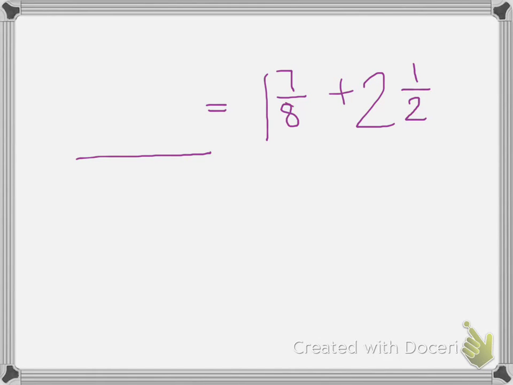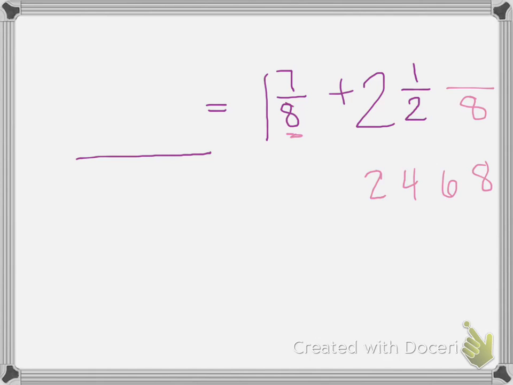Number 1 says solve and show your work. So we have 1 7/8 and 2 1/2. Since we have 7/8 and 1/2, they have different denominators. We have to find a common denominator. So if I look at my 2, I have 2, 4, 6, 8. So since we already have an 8 here, we can also flip our 2 into 8s.